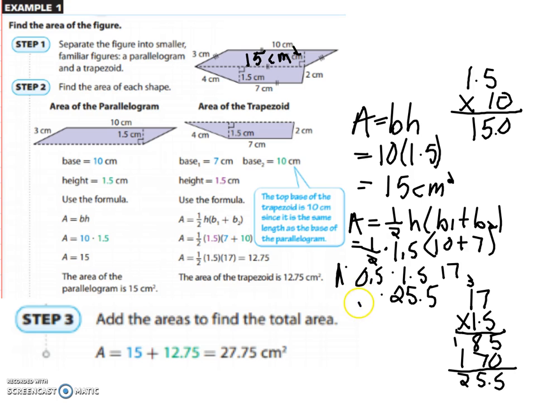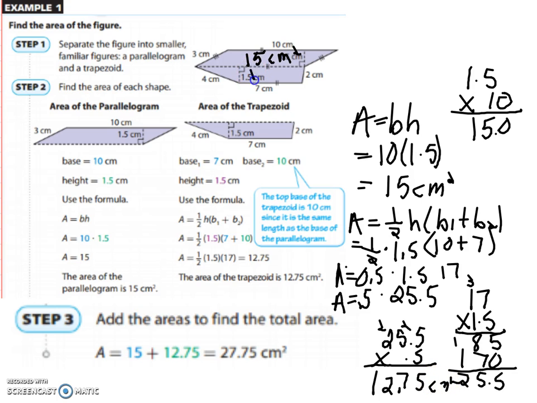times 0.5. So when we do 25.5 times 0.5, 5 times 5 is 25. 5 times 5 is 25, 26, 27. 5 times 2 is 10, plus 2 is 12. So the area of the trapezoid is 12.75 centimeters squared.